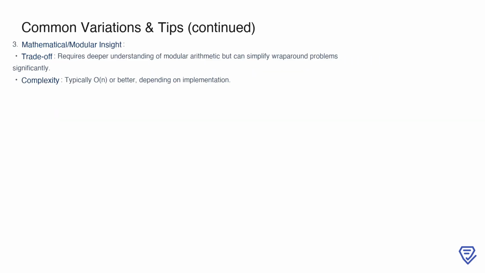A third approach to solving wraparound problems involves leveraging mathematical or modular insights. By deeply understanding modular arithmetic, you can significantly simplify the logic required to handle wraparounds. For instance, using modulo operations to calculate character transitions ensures that you maintain correctness while minimizing complexity. The trade-off here is that this approach requires a strong grasp of the underlying mathematical principles, but the payoff is an elegant and often more efficient solution.